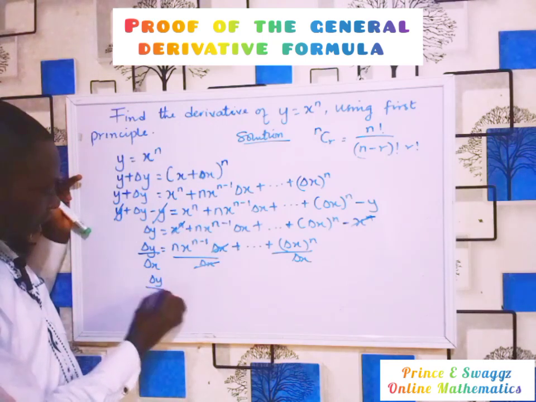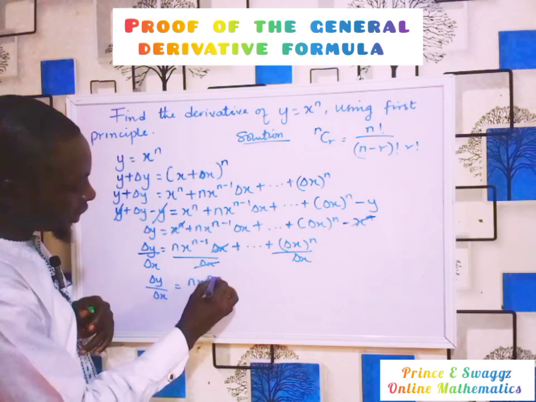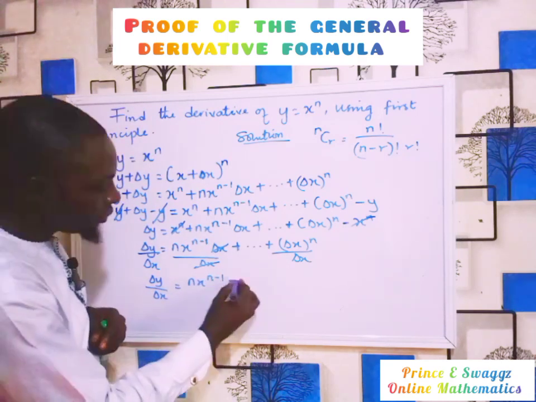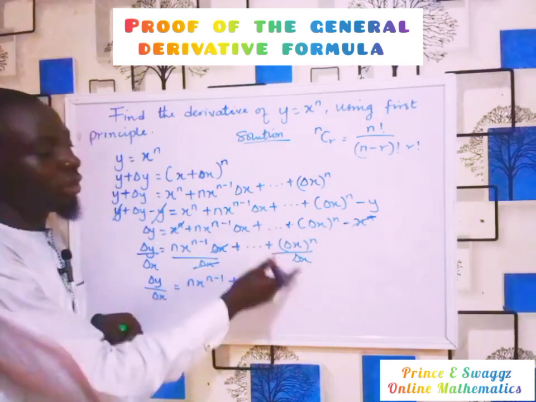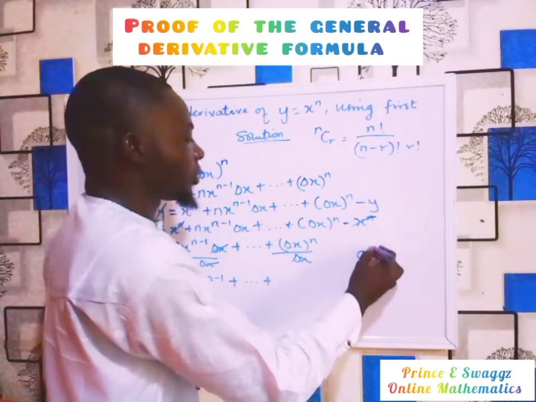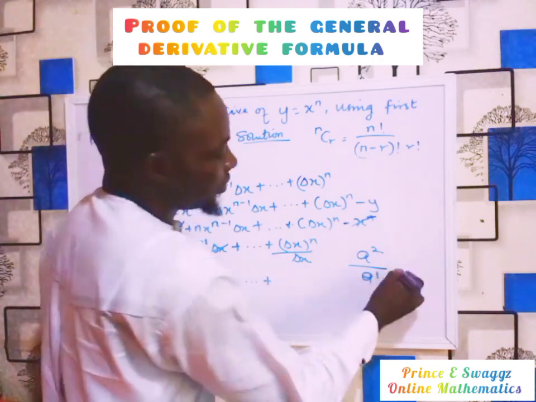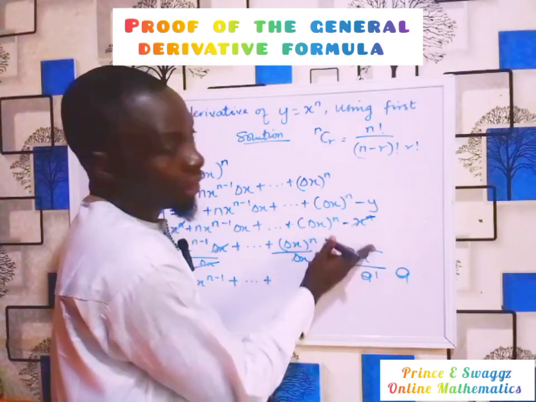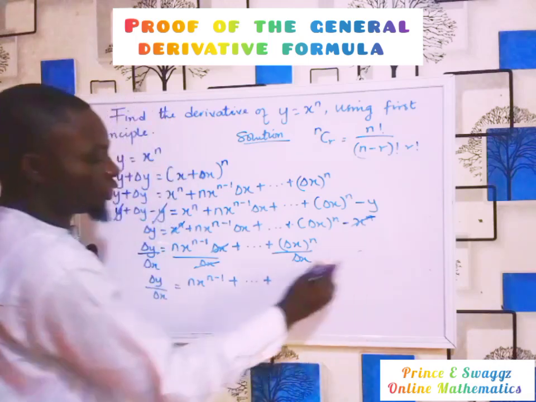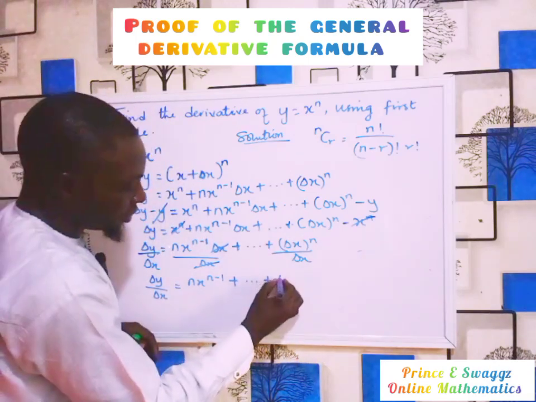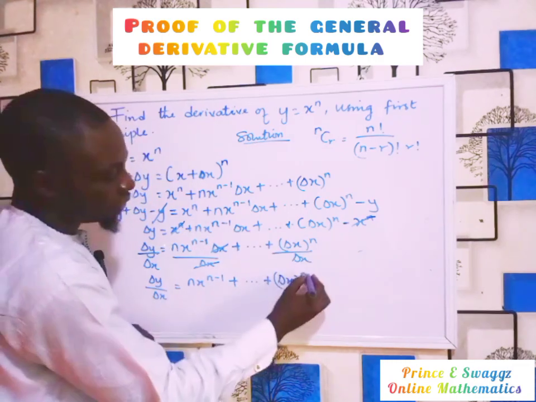That gives us delta y over delta x equals n x to the power n minus 1 plus dot dot dot plus this one, using our knowledge of indices. If I have a raised to power 2 divided by a raised to power 1, since the bases are the same, I pick the base, then for the power I will subtract them, 2 minus 1. So here too, that's what I'm going to do, because I cannot cut them. That becomes delta x all with power n. The power of this one down is 1, so n minus 1.